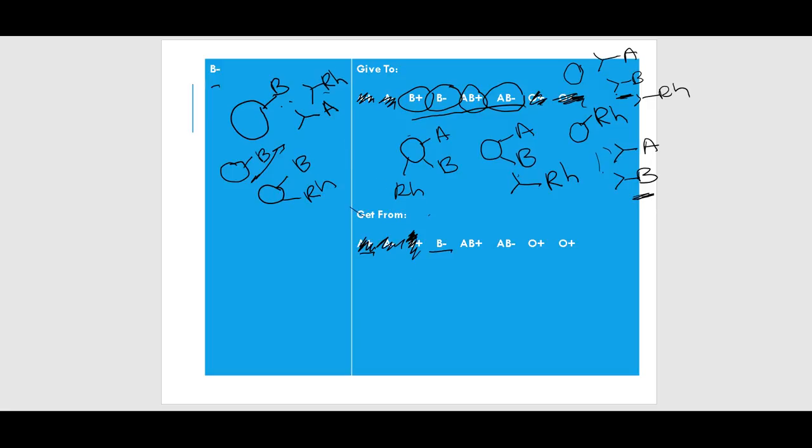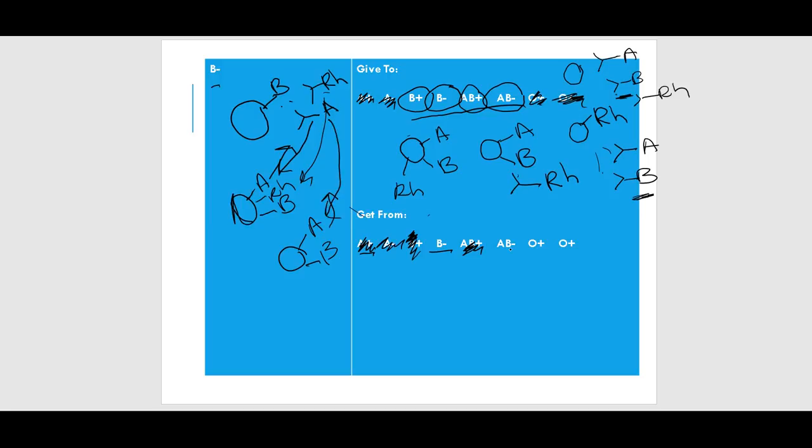Let's look at AB. AB positive blood has surface antigens A, B, and Rh. So if I put this red blood cell in this blood, the antibodies against A would attack and the antibodies against Rh would attack. So no AB positive. AB negative blood still has surface antigens A and B. So if I put that red blood cell in, this A antibody would attack. So no AB positive or negative.